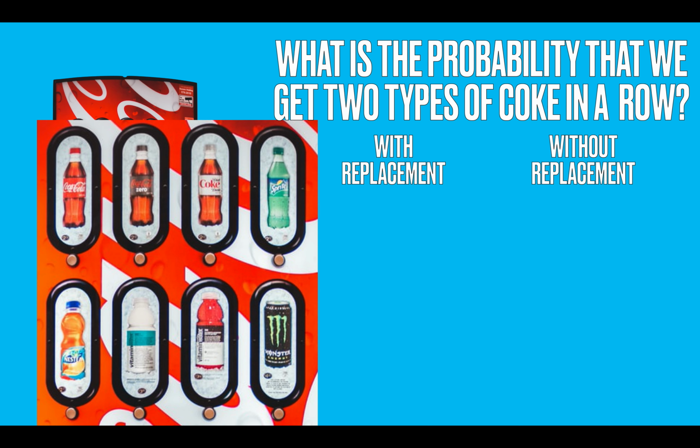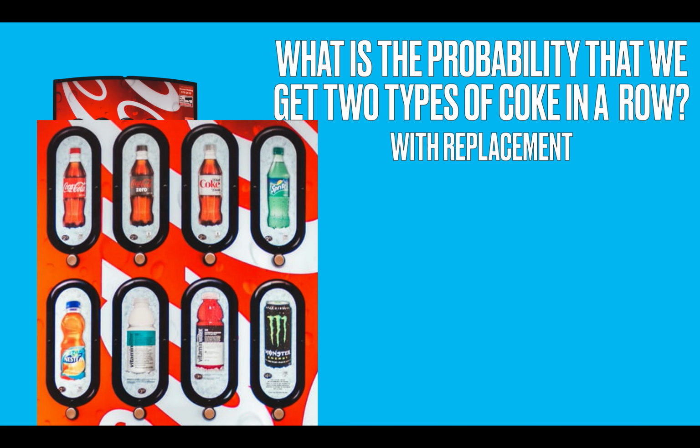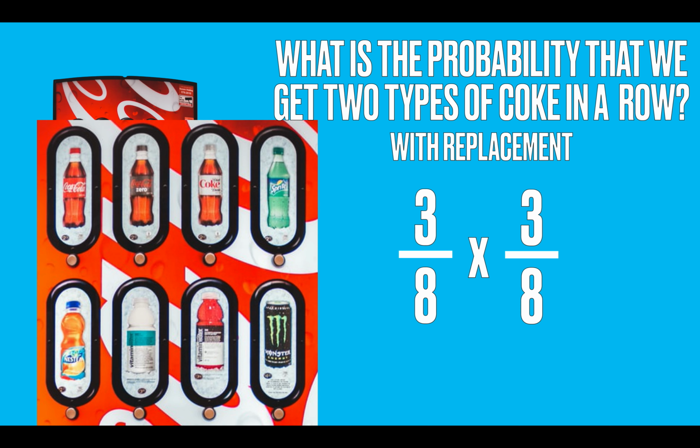So, we're going to start off by talking about the probability that we get 2 types of Coke in a row with replacement. With replacement, to get a Coke the first time, it would be 3 out of 8, because there are 3 types of Coke: Coke, Coke Zero, and Diet Coke. Now, after I've gotten my first one, I then try to get another Coke, and the odds are still going to be 3 out of 8 because all 3 types of Coke are still there. So 3/8 times 3/8 ends up getting us 9 out of 64.